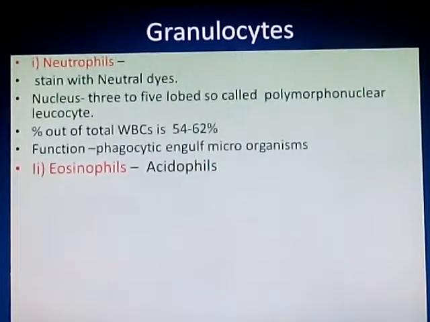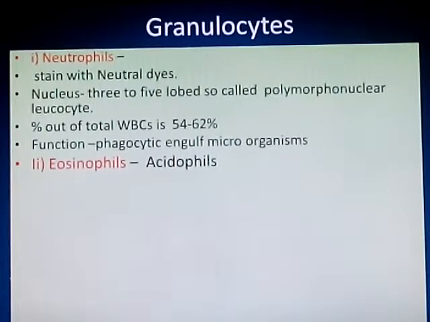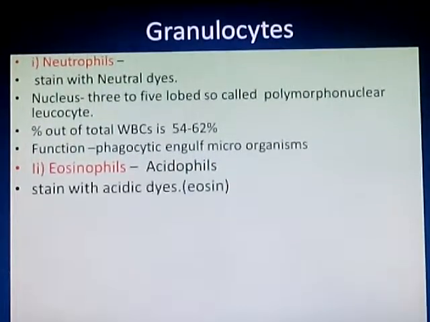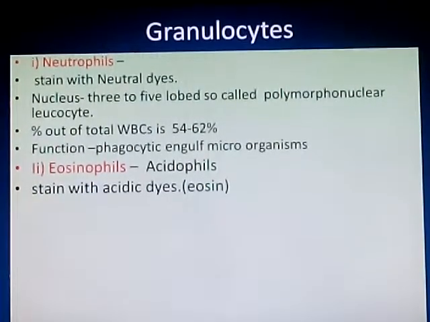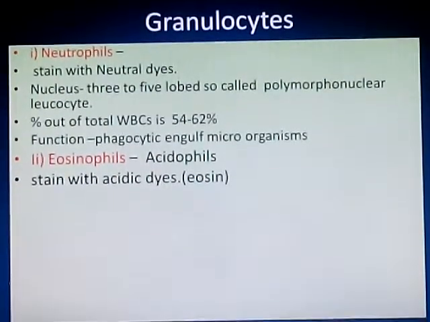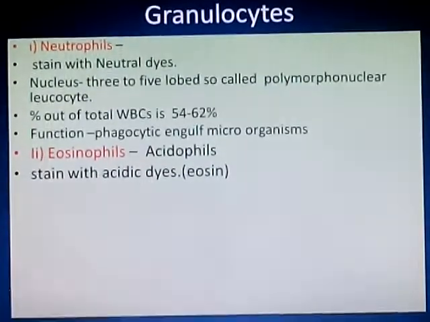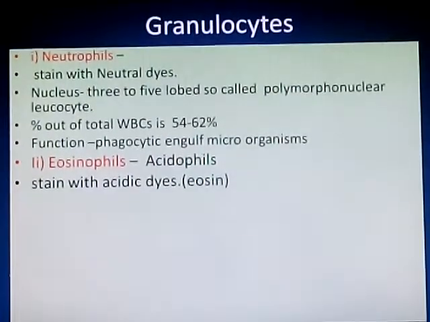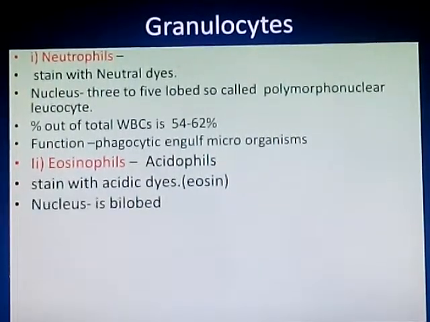Then the second type, eosinophils, also called acidophils. Why acidophils? Because this granulocyte can be stained with the help of acidic dye. Why eosinophil? The name of this acidic stain is eosin. So we can say eosinophil. So the first point in regard to eosinophils is what? Staining. It can be stained with the help of acidic dyes, that is, eosin.